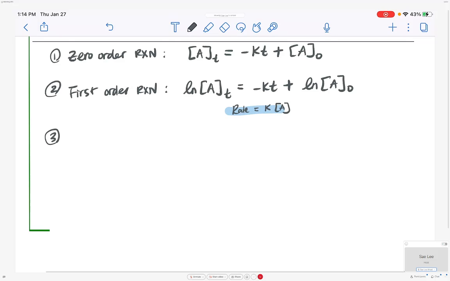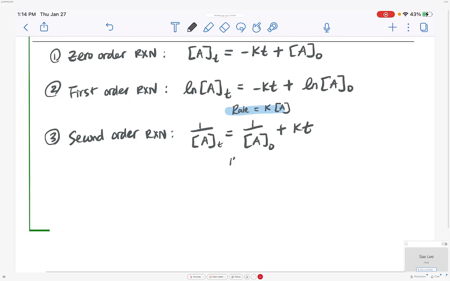The third concept we learned is the second order reaction. This second order reaction has the equation 1 over concentration at some time t equals 1 over initial concentration plus kt. Second order reaction basically tells us that sometimes the rate of the reaction depends only on a reactant to the second power.